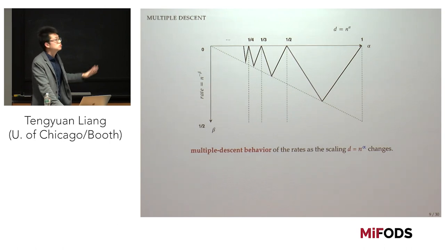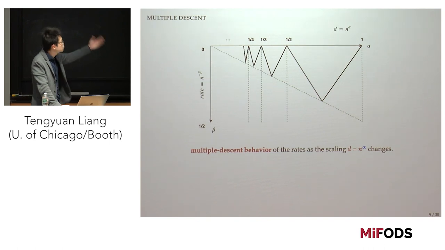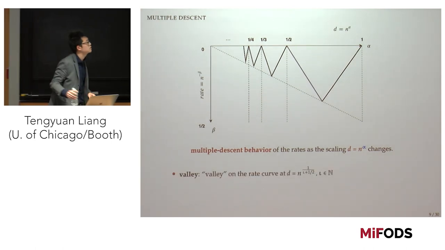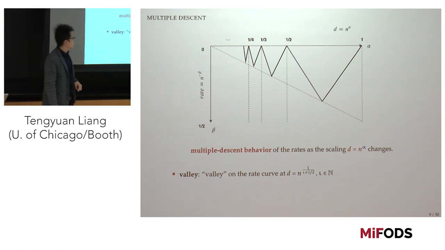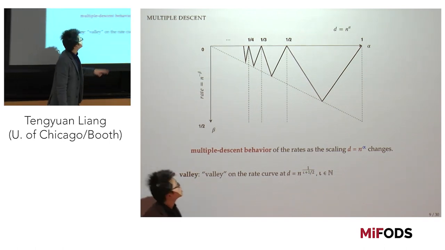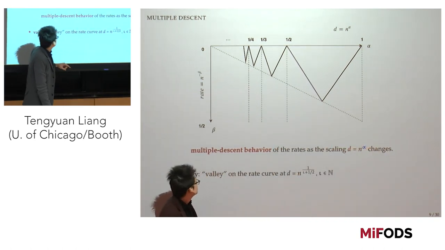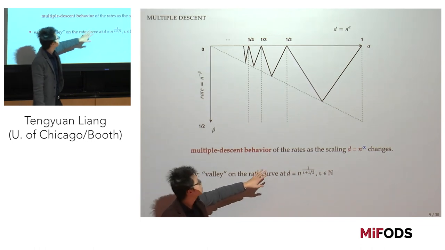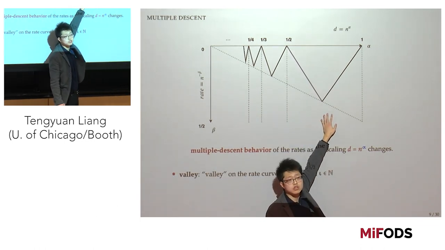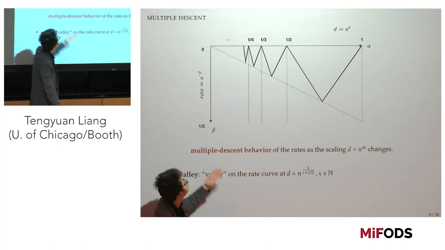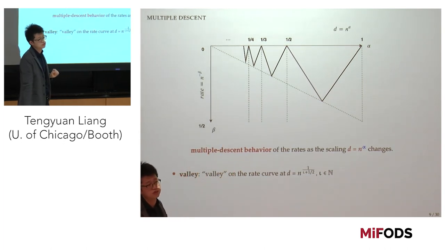Let me actually get into a few observations motivated by this result, just to let you look and also think a little bit about this result. We find it kind of surprising. Let me mention a few things about why it is surprising. First of all, between any two integer barriers, let's call these integer barriers, there exists a valley on the risk curve. For certain good overparameterization ratios, there are possibly good rates. And there are many of those in between all these integer barriers.